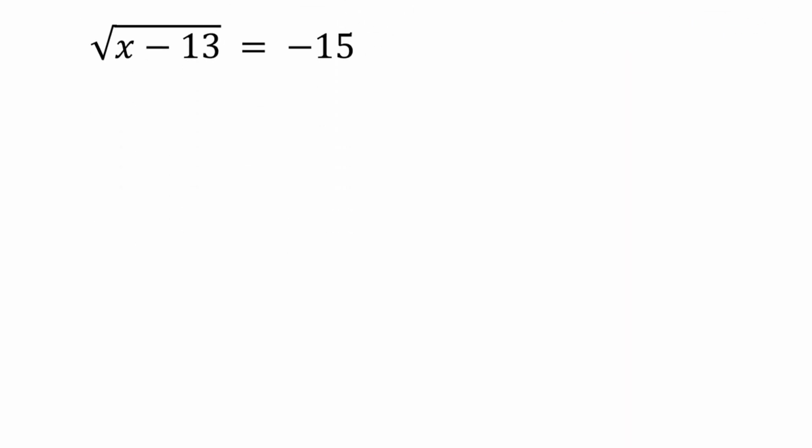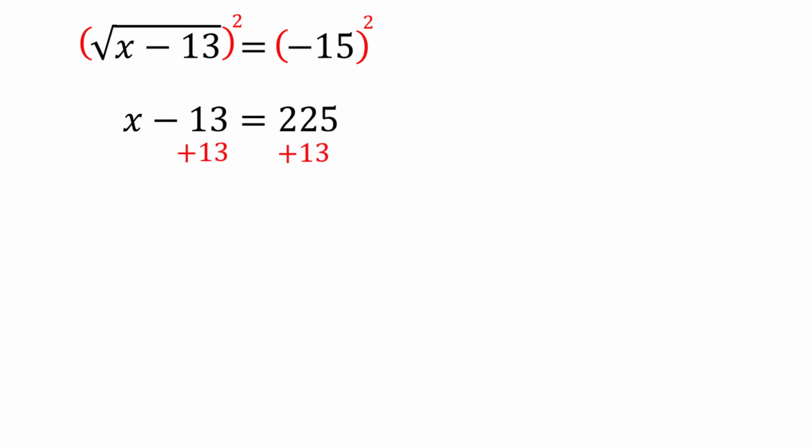Alright, let's move on to equations involving square roots. Say we have the square root of x minus 13 is equal to negative 15. The way to cancel out a square root is to square both sides, which gives us x minus 13 is equal to 225. If we add 13 to both sides, we get x is equal to 238, which is our final answer, right? Well, actually no.